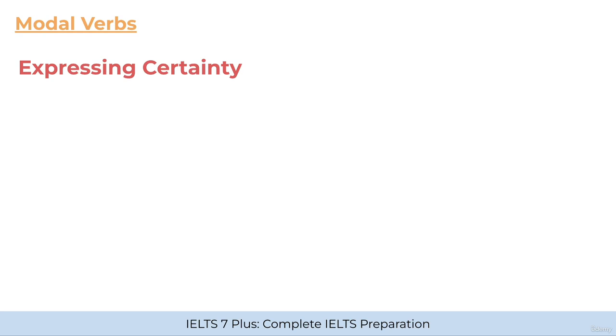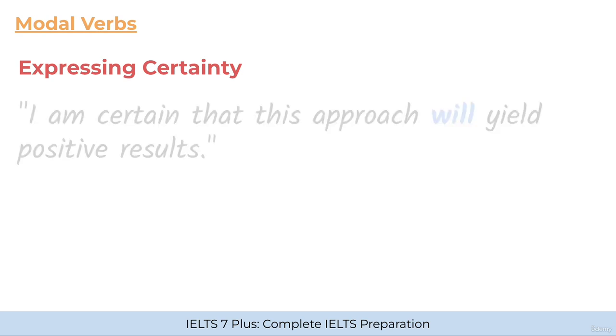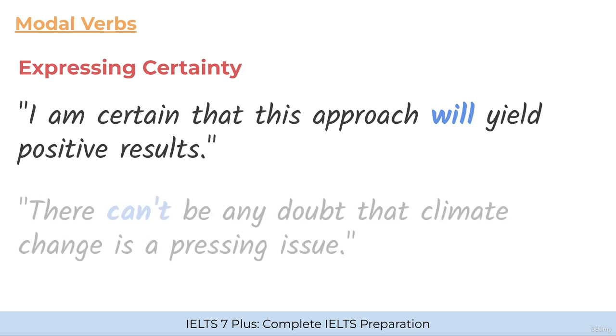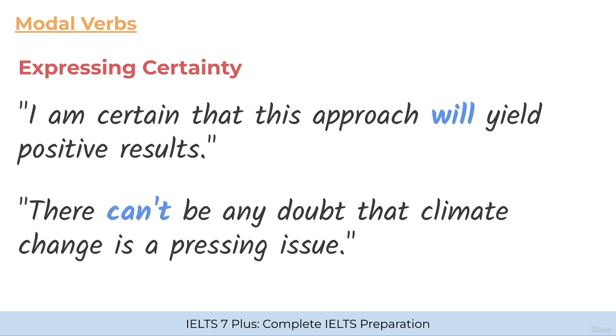Certainty. If you're very, very sure about something, you can use will. I am certain that this approach will yield positive results. There can't be any doubts that climate change is a pressing issue. So we've actually used not here, and we've used a contracted form. Cannot becomes can't. So you're welcome to use modal verbs with not to express these modes as well.